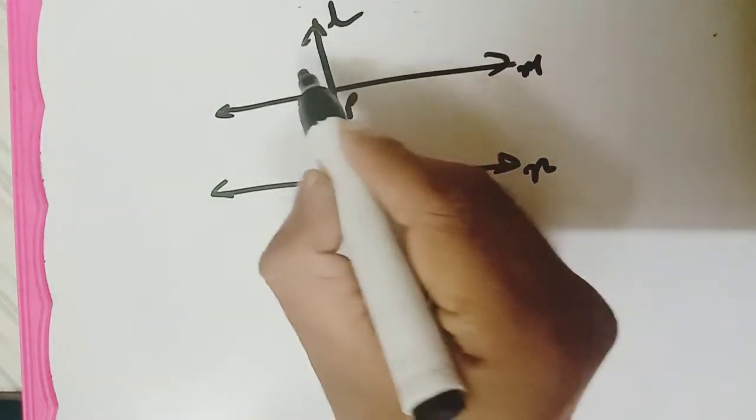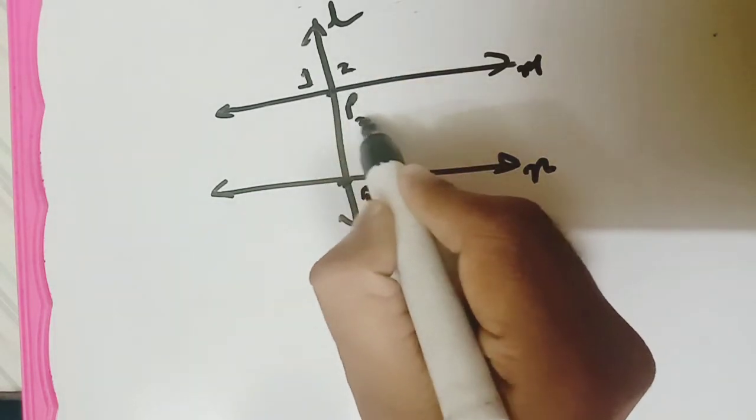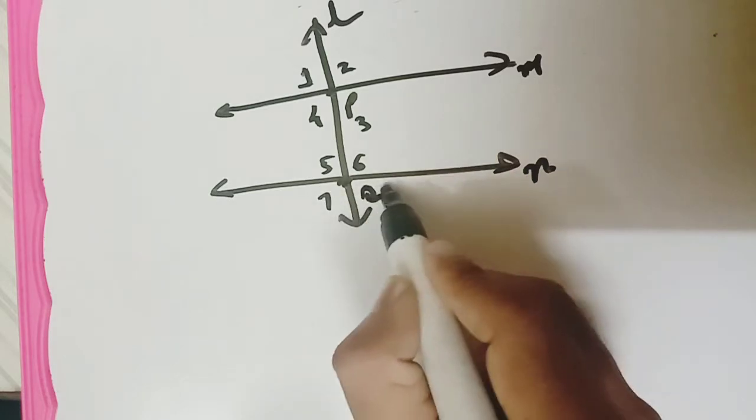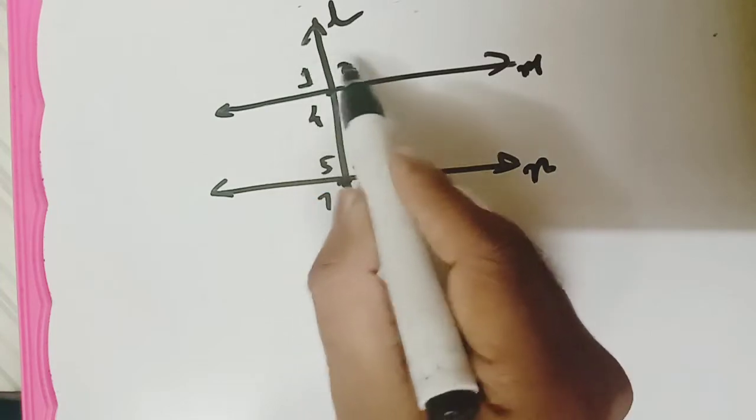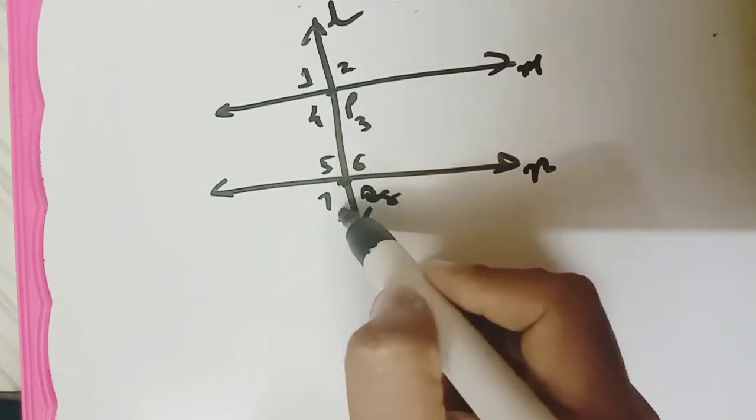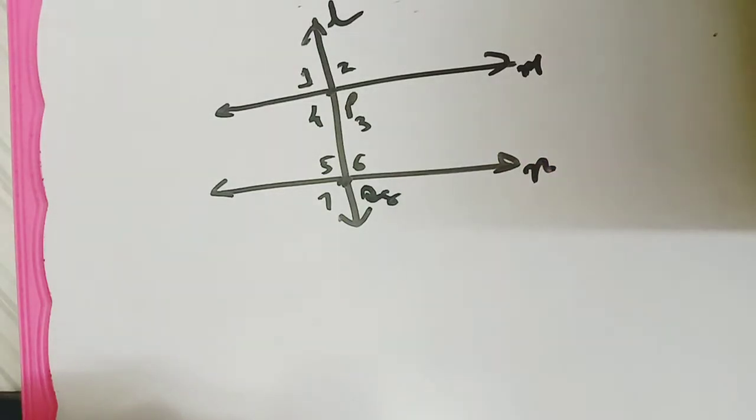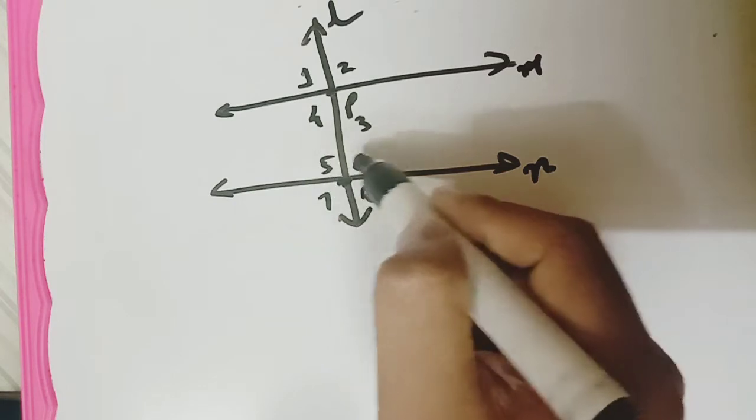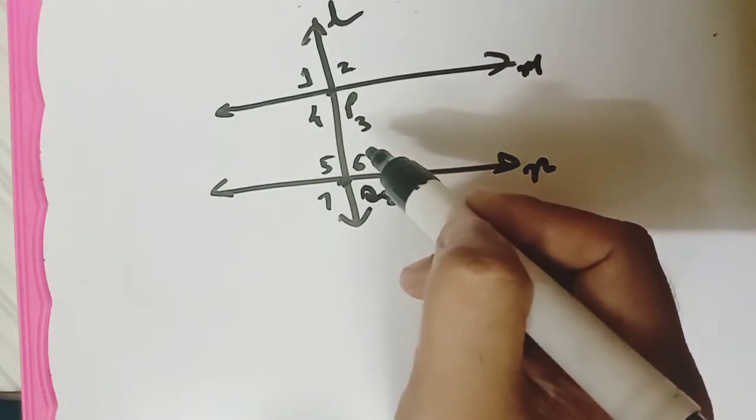When a line L intersects M and N, we get 8 angles: 1, 2, 3, 4, 5, 6, 7, 8. We can see that angles 1, 2, 7 and 8 are outside, and they are called the exterior angles, while angles 3, 4, 5, 6 are inside, so they are called the interior angles.